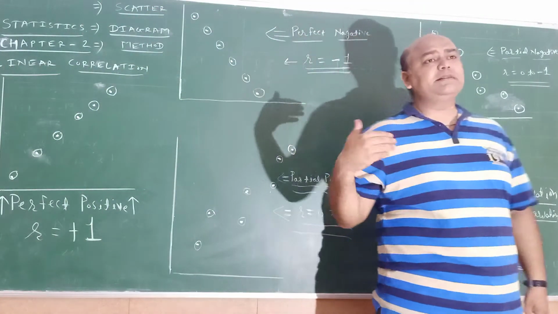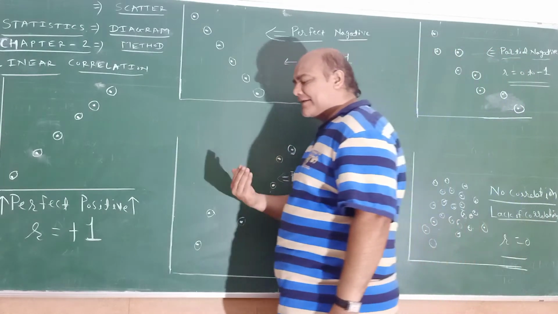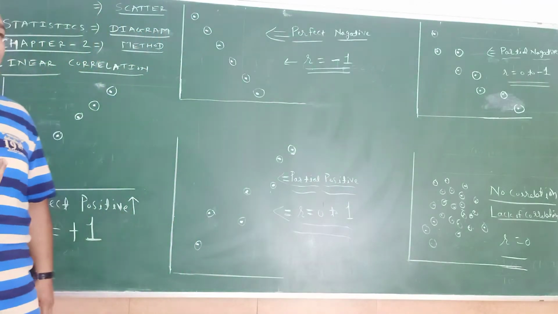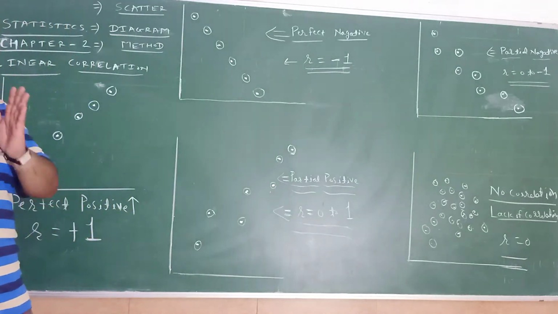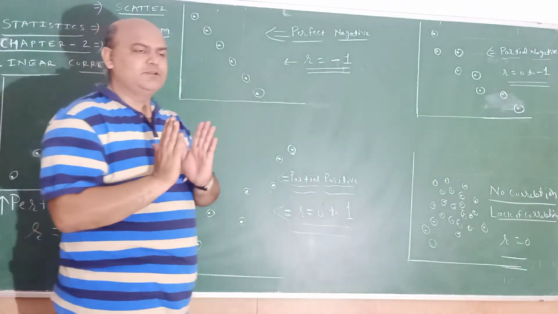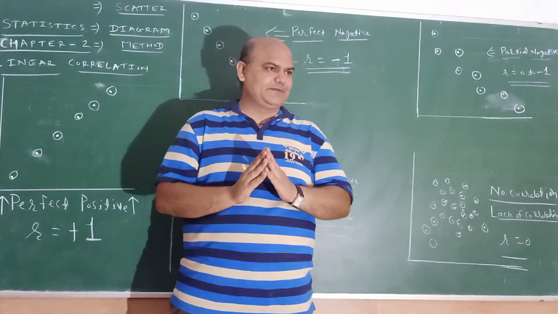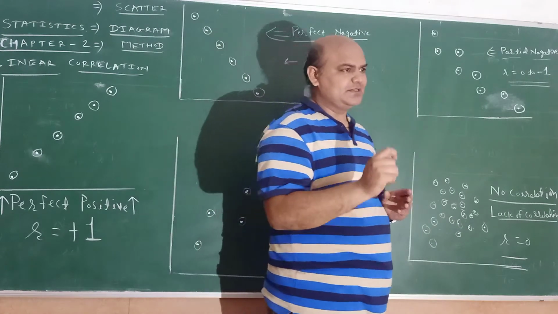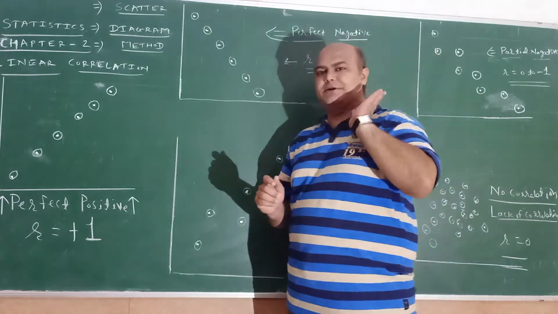Why are we studying this? Because in our very first method, that is the scatter diagram method, we have to use these 5 different types of correlation. That's why I explained it to you. So today's lecture topic, students, is types of correlation. Linear Correlation, chapter number 2, Statistics Part 1.